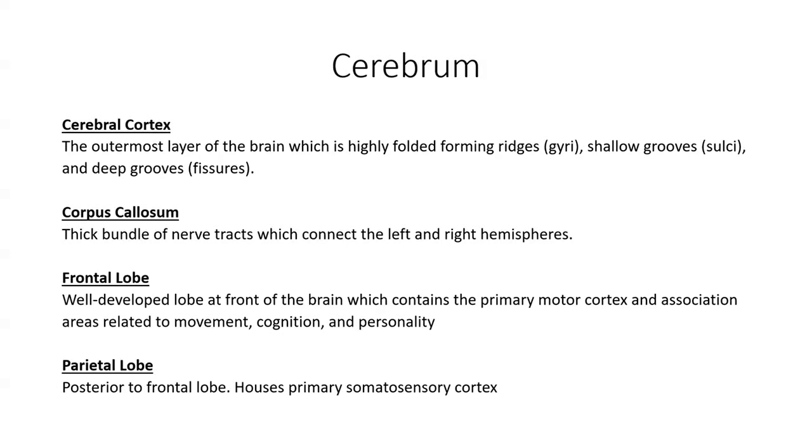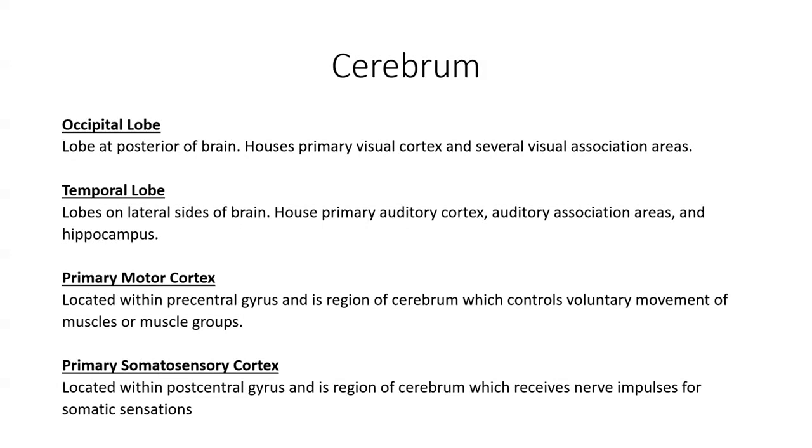It contains our primary motor cortex and also association areas related to movement, cognition, and personality. We have the parietal lobe, which is posterior to the frontal lobe and houses our primary somatosensory cortex. We have the occipital lobe, which is the lobe at the posterior or the back of the brain. It houses our primary visual cortex and several visual association areas.